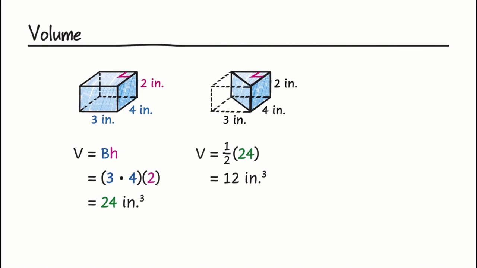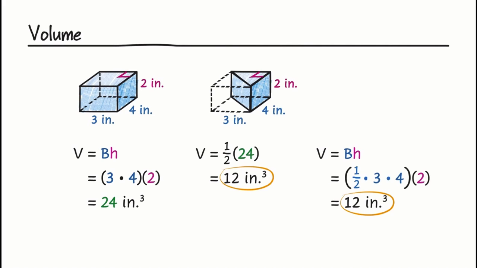This observation helps students confirm that the formula V equals B times H gives the correct volume for the triangular prisms. And in fact, they see that the same volume formula applies to all prisms.